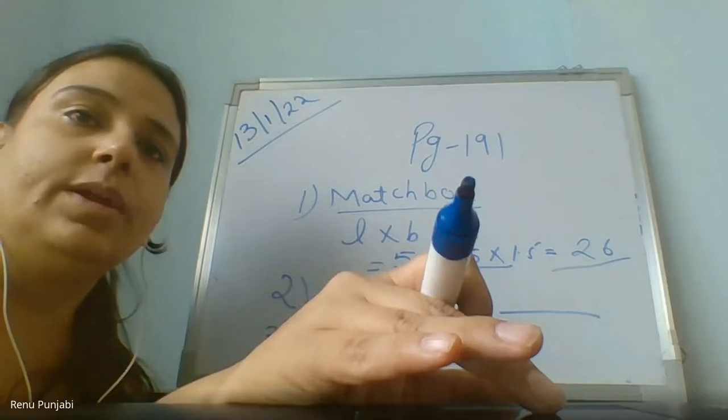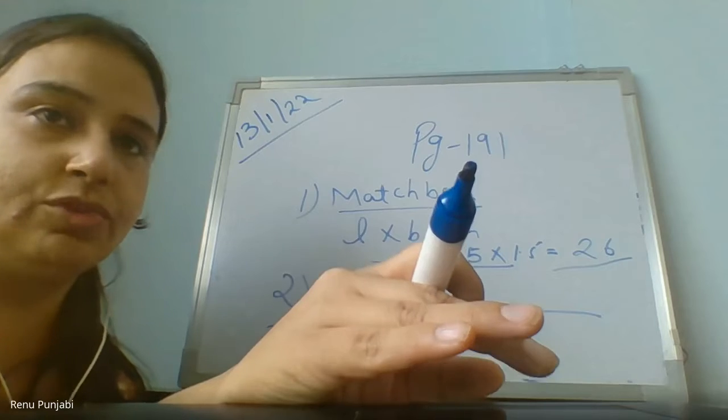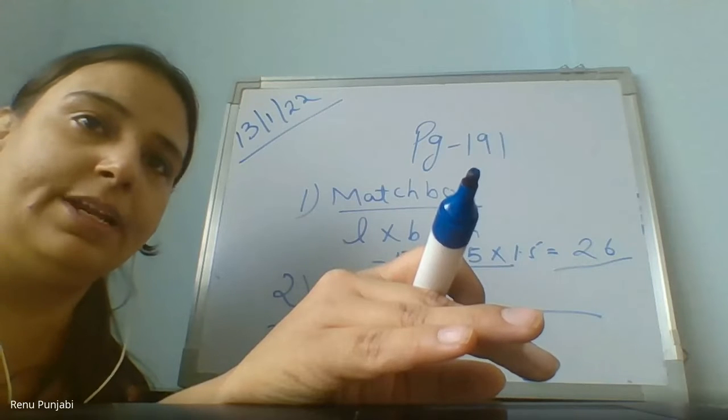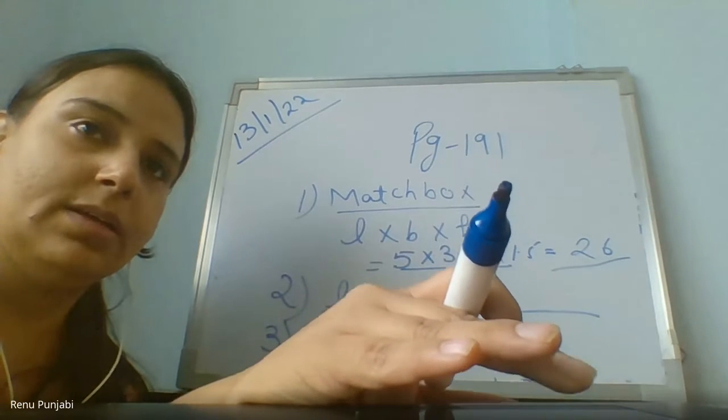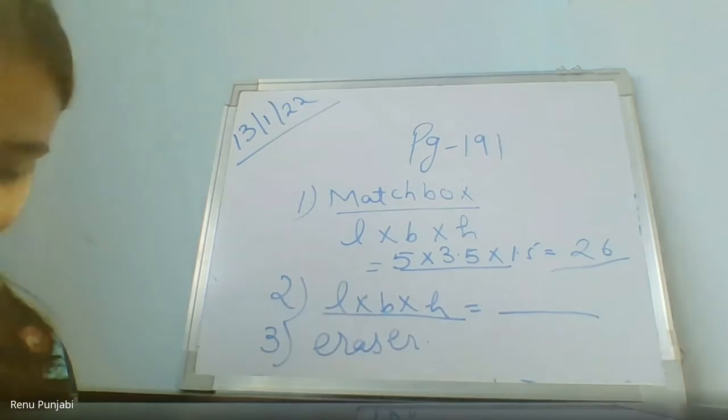Clear? Ma'am, my matchbox is about 24 cubes. 25 cubes. 24 cubes. Length multiplied by breadth multiplied by height, you have done? Yes. So this activity you will do.